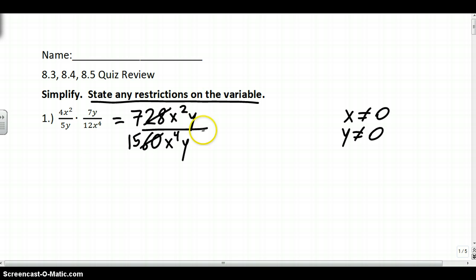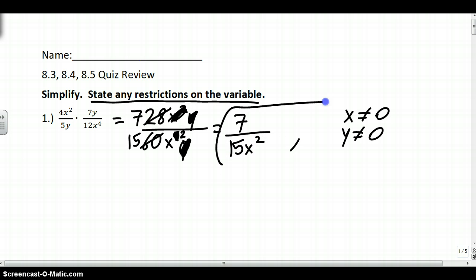So, that's that. X squared over x to the fourth. The x squared goes away. The x to the fourth is going to become x squared. And then the y's, of course, cancel as well. So, on top, we are left with 7 over 15x squared, as long as x and y are not 0.